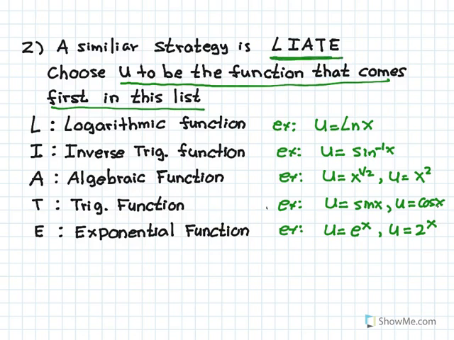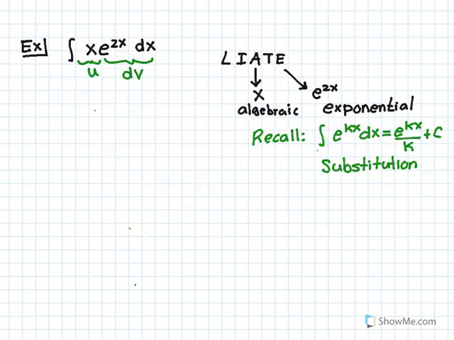Alright, we're going to look at an example. So here we have integral x e to the 2x dx. So this part here is going to be u, and e to the 2x dx, this part is dv. Why do we choose u to be equal to x? Because if you look at the LIATE list here, you can see how x is an algebraic function, and that comes first on the list. E to the 2x is exponential, and that comes last on the LIATE list. So the first choice for u is x.